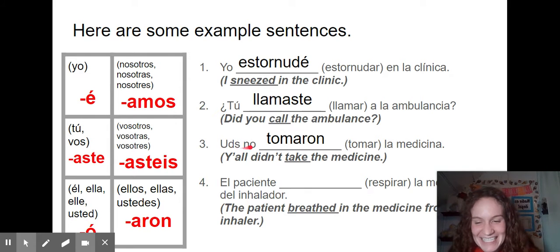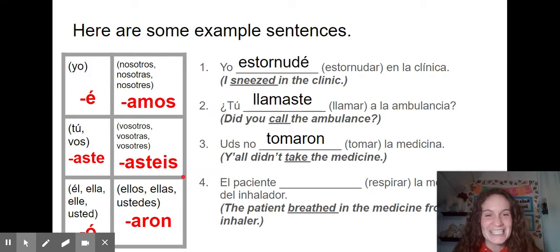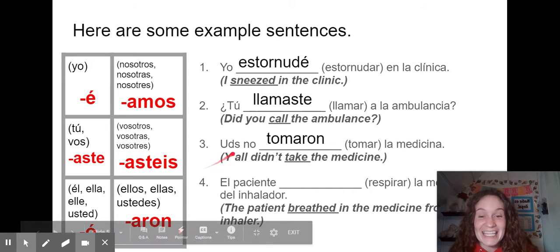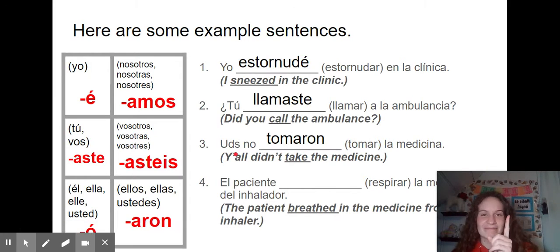So ustedes is over here. It is aron, not ó with an accent mark. Just usted is ó with an accent mark. Don't make the same mistake I make. Ustedes should be tomaron. The ending is ARON because I'm talking about y'all. If it was just usted, that would be you formal. Don't make the same mistake I made.